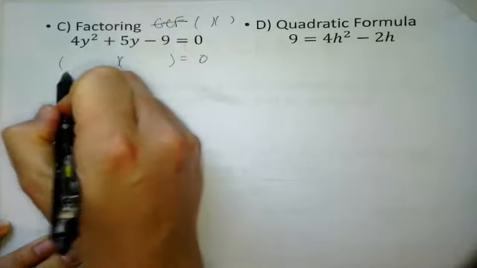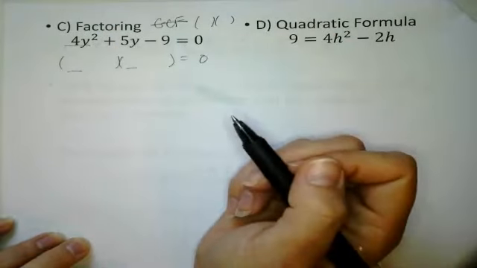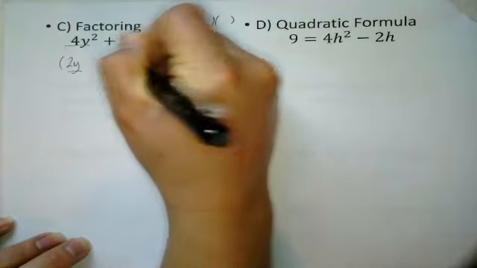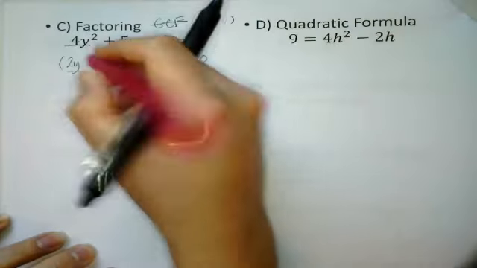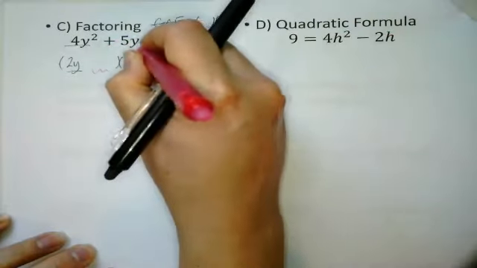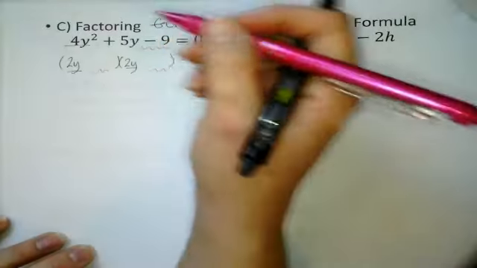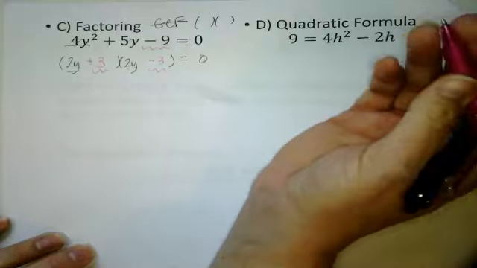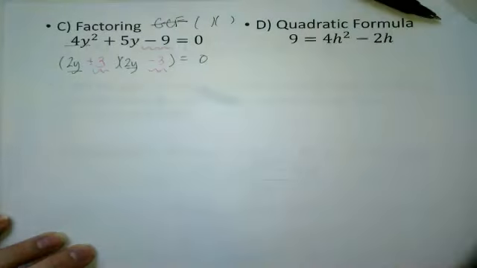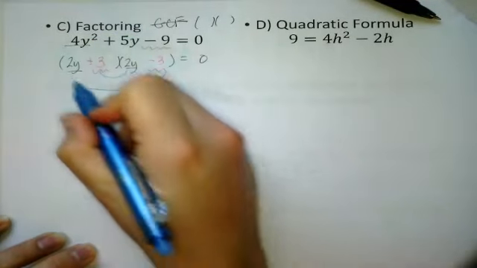And I'm going to ask myself, hey, what times what is 4y squared? And maybe you're thinking, oh, well, that's 2y times 2y. And then last times last has to be negative 9. So what times what is negative 9? Not a lot of choices there. But positive 3 and negative 3, I guess, is an option. So we don't necessarily know if that's correct. I have to check the rainbow.